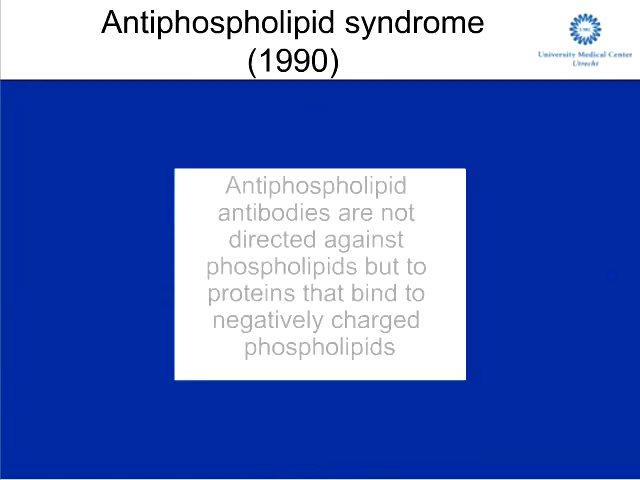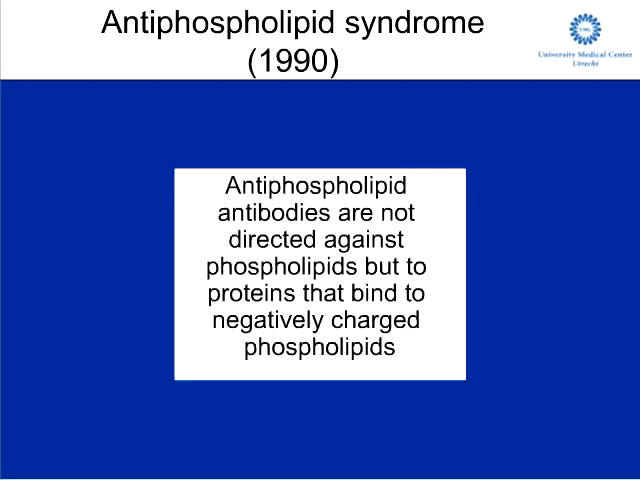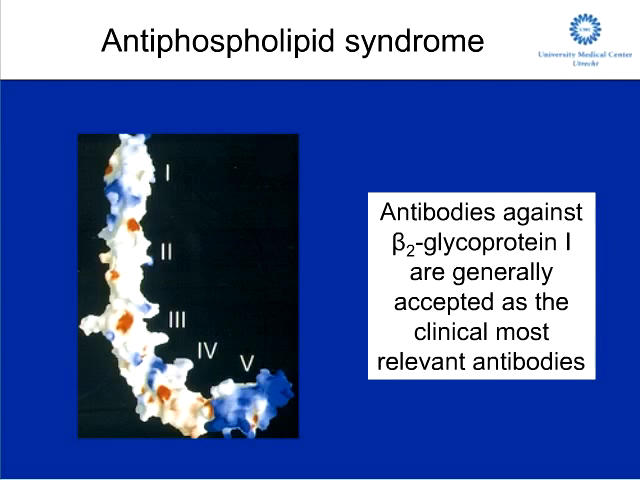And the latter was also not true, because already 5 years later it was shown that the antibodies were not directed against the phospholipid cardiolipin, but against plasma proteins that bind to negatively charged phospholipids. And although many different proteins have been identified, we now think that antibodies against beta-2-glycoprotein 1 are the important antibodies that cause this syndrome. And here you have also a crystal structure of beta-2-glycoprotein 1.